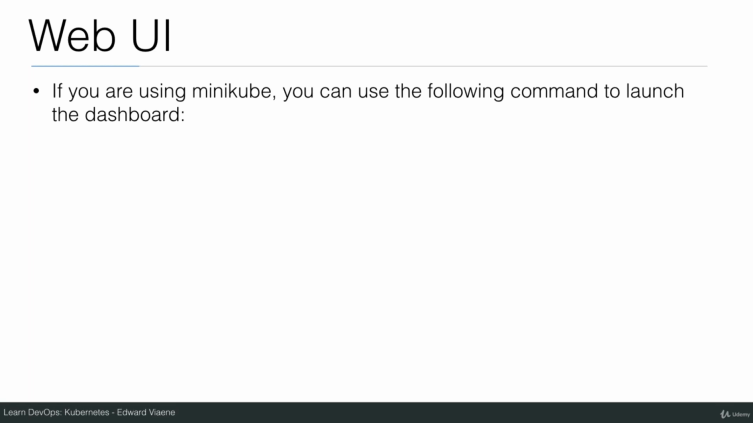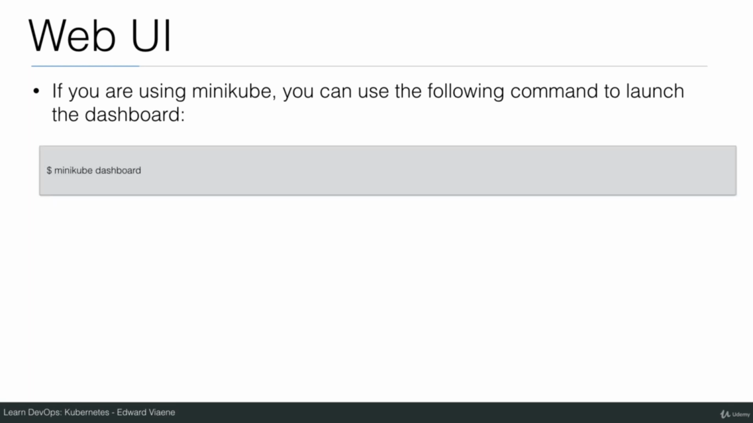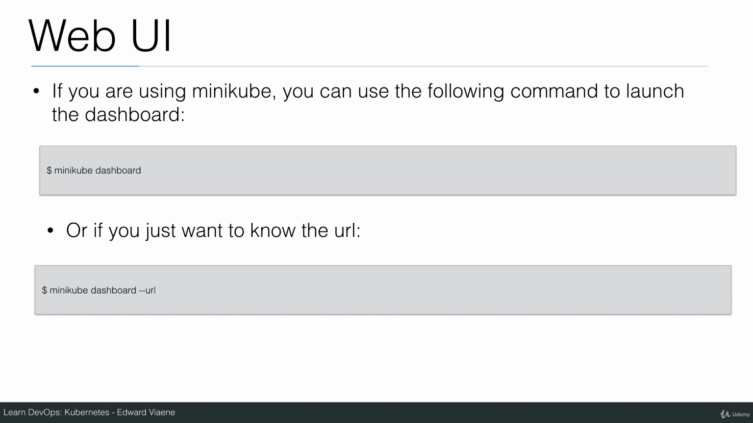If you're using Minikube, you can use the following command to launch a dashboard. minikube dashboard is going to open your browser and will go straight to the URL. If you just want to know the URL, you can use minikube dashboard --url and then you can copy paste it yourself in the browser that you want. In the next demo, I will briefly show you around the WebUI.